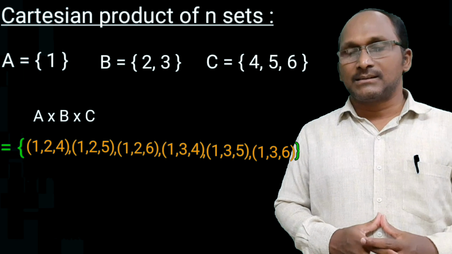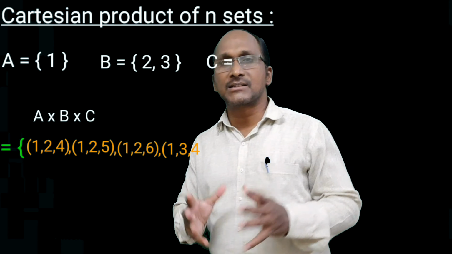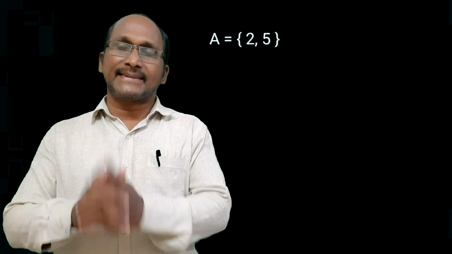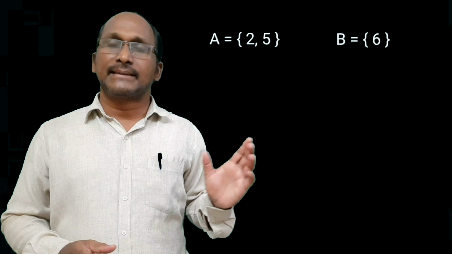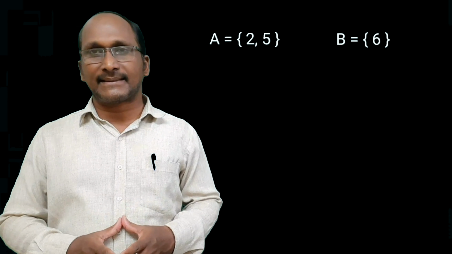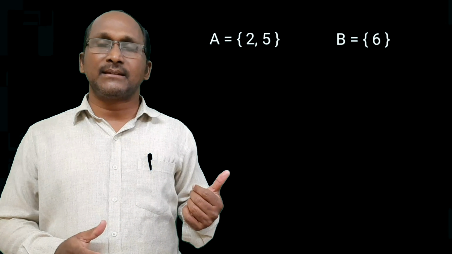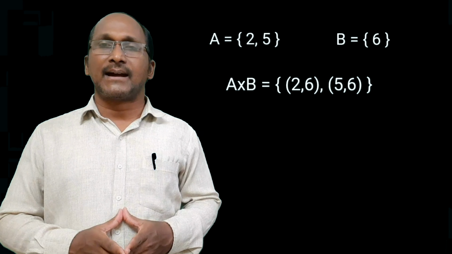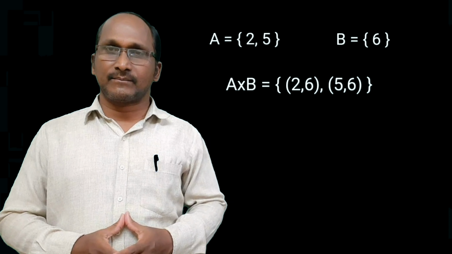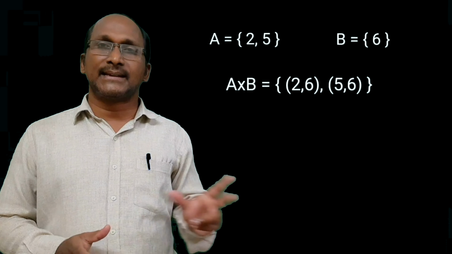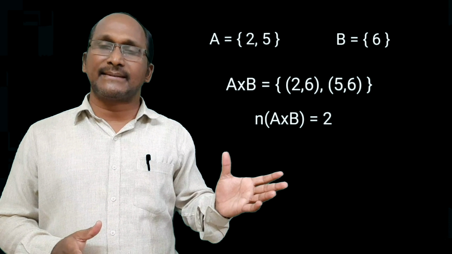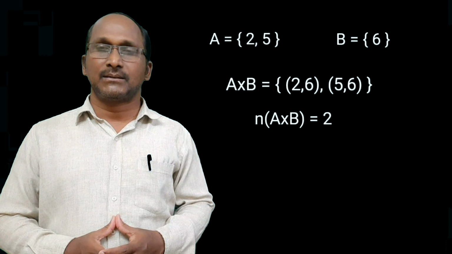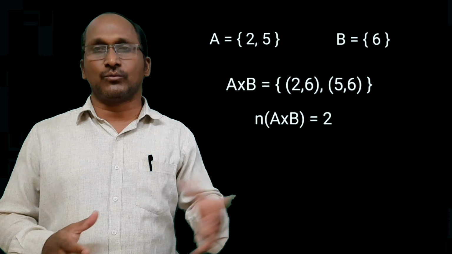Now let us find the subsets of the Cartesian product A cross B. For this, let us take one example. A is equal to set of 2, 5 and B is equal to set of 6. Now what is A cross B in this case? Set of ordered pair (2, 6) and ordered pair (5, 6). There are two elements in the Cartesian product A cross B. So n of A cross B is equal to 2.